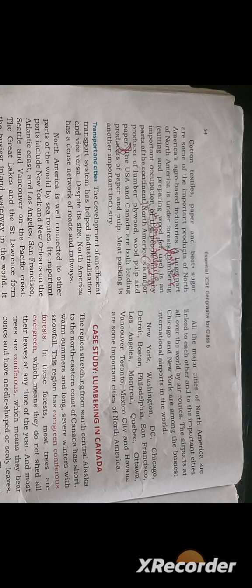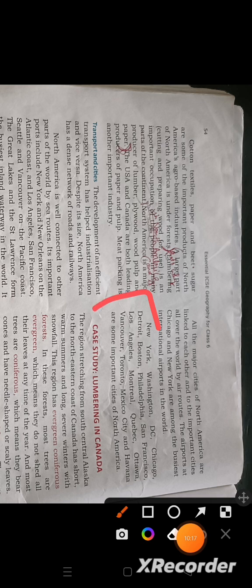If we talk about the cities of North America which are linked to each other by air routes, what are they? The airports are at Chicago and New York. These are the busiest international airports in the world. Then the important cities of North America, you can underline this one: New York, Washington, DC, Chicago, Detroit, Boston. So these are the important ones which you have to learn.